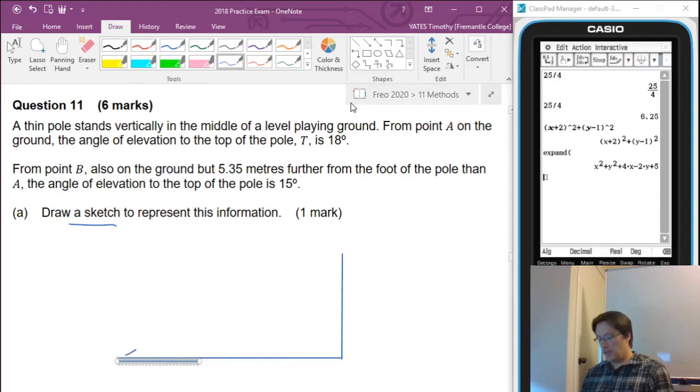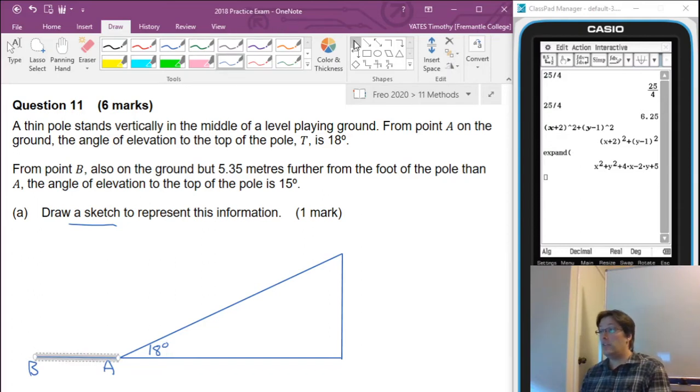18 degrees. Let's try and get that. Where are we? So, there's point A. It is 18 degrees. From point B, also on the ground, but 5.35 meters further. So we got B a little bit further out. Let's try and draw that. The angle of elevation to the top of the pole is 15 degrees.